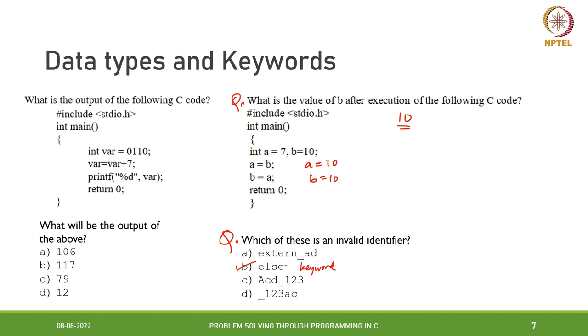Extern is also a keyword, but as you can see here, I have not written only extern, rather I have written extern underscore ad. So as a whole, it is not a keyword anymore. If I had written only extern, then there would have been a problem. It would have been a keyword and it would have been invalid. But because I added this underscore and ad, it's not a keyword anymore.